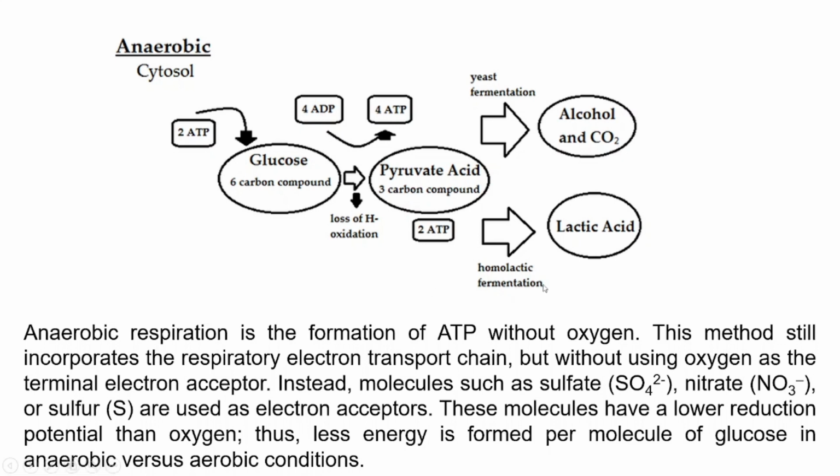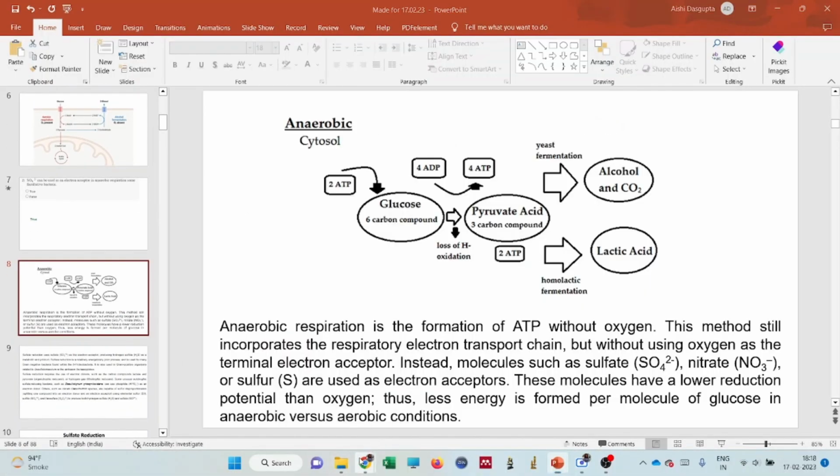But instead, molecules such as sulfate, nitrate, or sulfur are used as electron acceptors, and these molecules have a lower reduction potential than oxygen. Thus, less energy is produced per molecule of glucose in anaerobic versus aerobic respiration. So that's pretty much what I explained in the last slide only. That they can use molecules such as sulfate, nitrate, and sulfur.